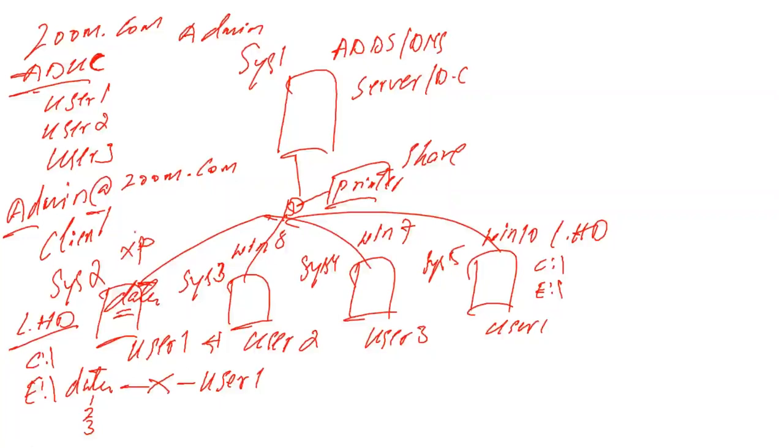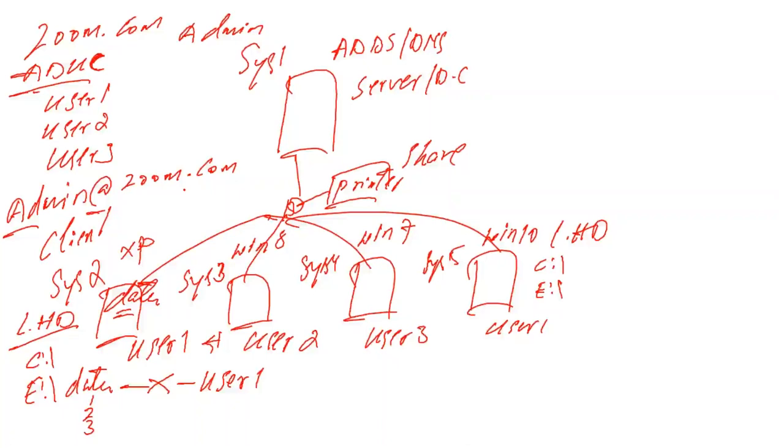So please, in brackets, write down like this: administrator@zoom.com. In system 2 client computer, login as a domain administrator (administrator@zoom.com). This is the procedure to log in as a domain administrator in client machines.